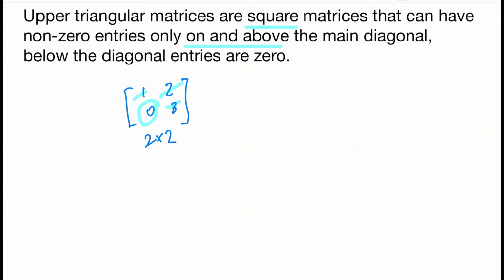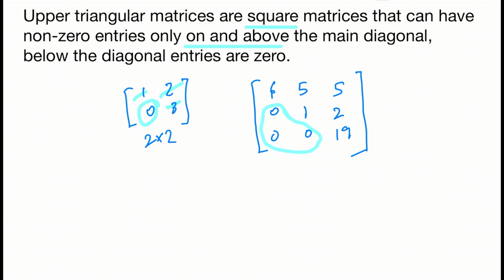Now let's look at a 3 by 3 example. 6, 0, 0, 5, 1, 0, 5, 2, and then 19. Let's see if that satisfies the definition. Okay, below the diagonal we have zeros, and then on or above the diagonal, that's the diagonal that way, we have all 0 or non-zero entries. So that is going to be an upper triangular matrix.